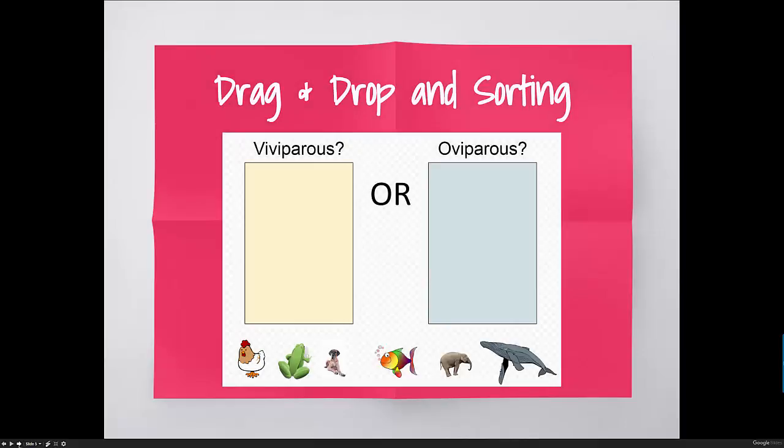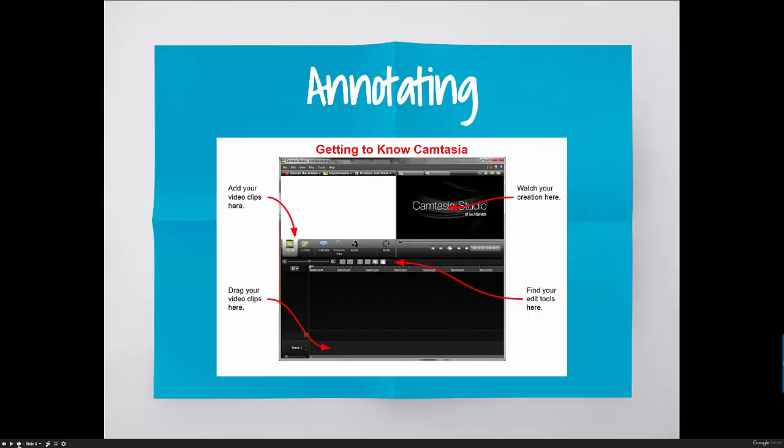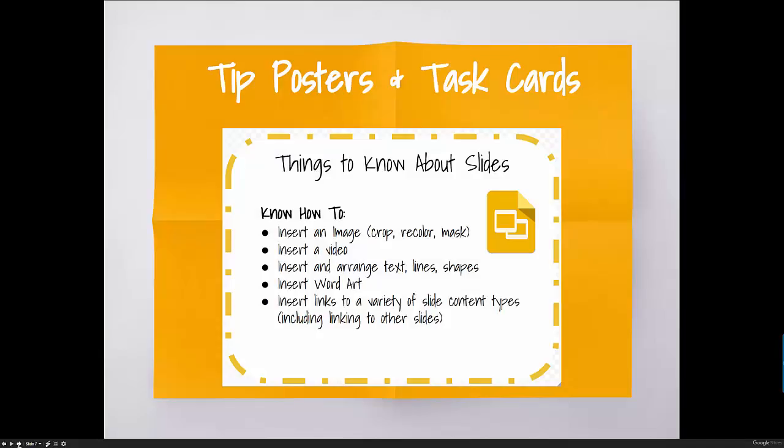Dragging and dropping. This is a really simple way to get a quick assessment. Do you know if any of these animals is viviparous or oviparous, and that you drag them and drop them into the box. Another simple way of using drawings for a drag and drop activity. Annotating, there are lots of arrows and circles and shapes that you can put in Google Drawings, and so this is a screenshot of Camtasia showing with text boxes and arrows the different ways. So if you ever have to annotate something, it's really easy to do that using Google Drawings.